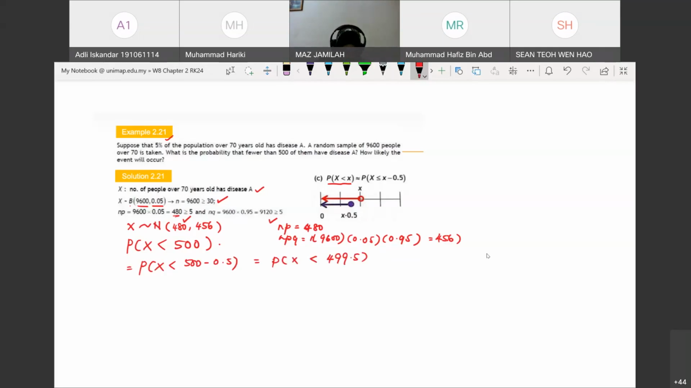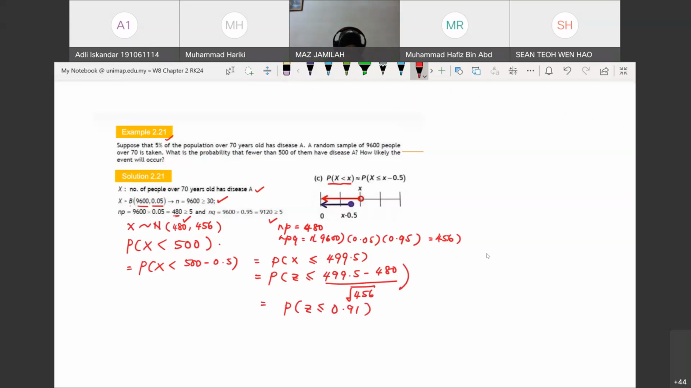Now transform that, because knowing that we are dealing with normal, we have to transform that into standard normal. So P(Z less than (499.5 minus the mean 480) divided by the standard deviation, which is the square root of 456). So you will get P(Z less than or equal to 0.91). Take 2 decimal points because the table uses 2 decimal points.